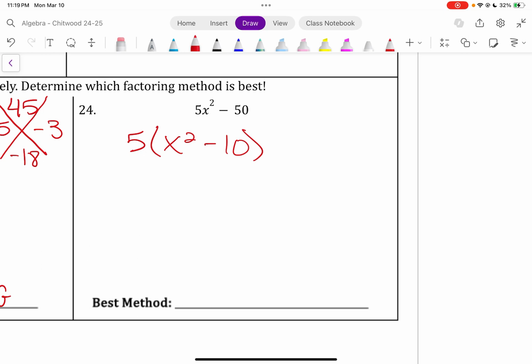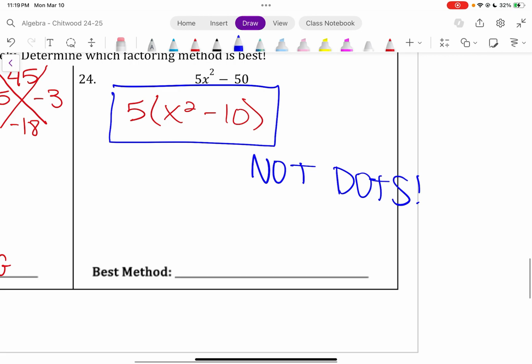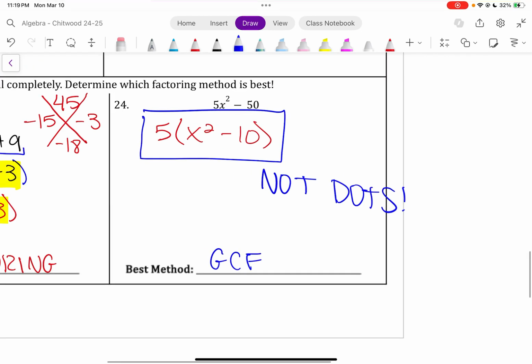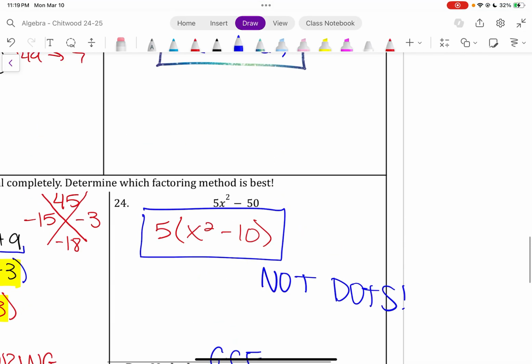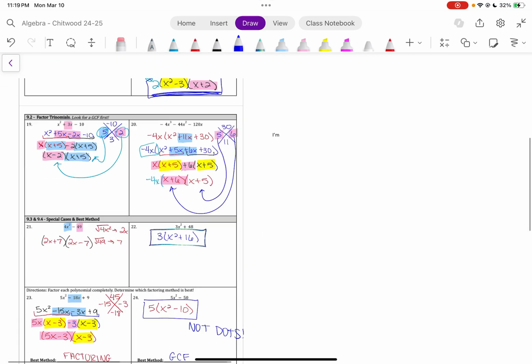There's no numbers that multiply to give me negative 10, but add to give me 0. The only time that can happen is if it's the same number, different signs. And 10 is not a perfect square, so I cannot factor this anymore, and I'm done just like this. It is not a DOTS problem. It looks like it, but it is not, because 10 is not a perfect square. That means best method is GCF. Sometimes you're going to have answers that look like this. All right, and then that is it.